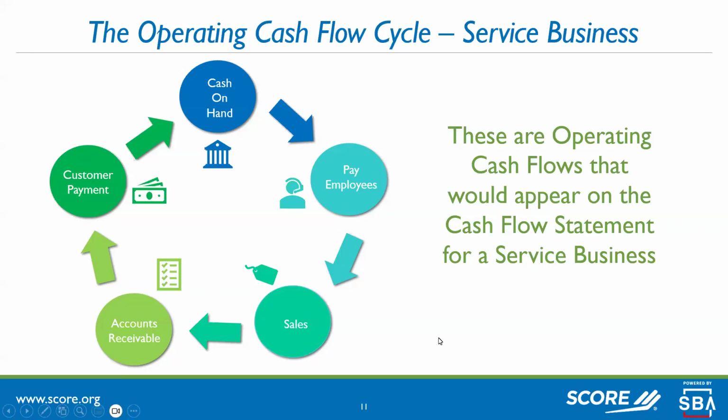So really the big difference again is the material and inventory between the two. And obviously there's some other pieces with expenses and things that are going on, but the main pieces are buying inventory, selling product, getting an accounts receivable, getting the customer payment, and things like that.